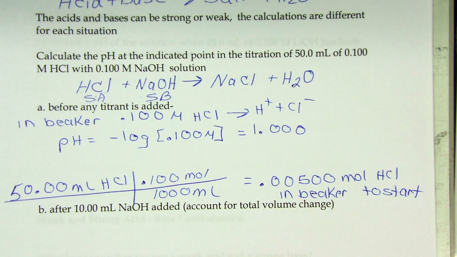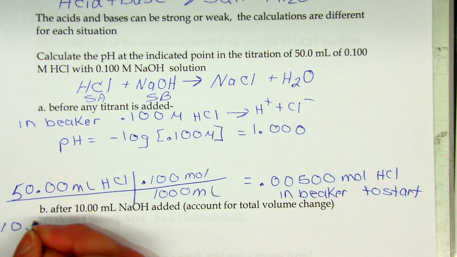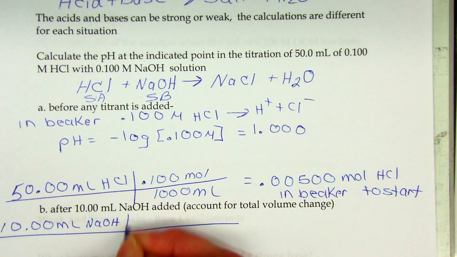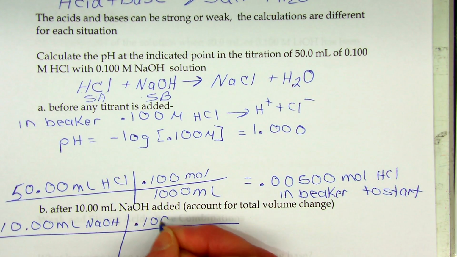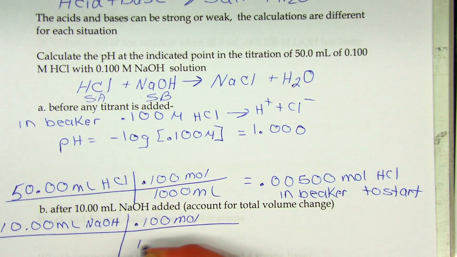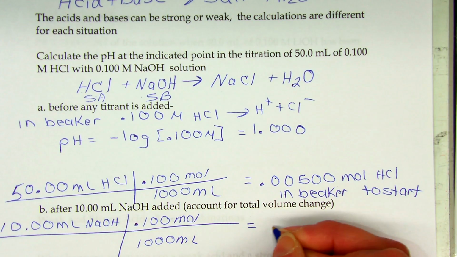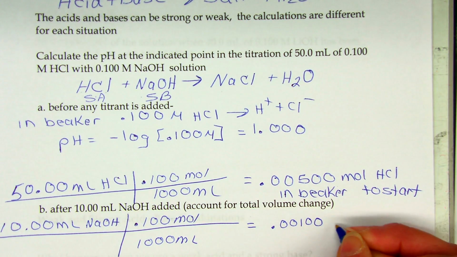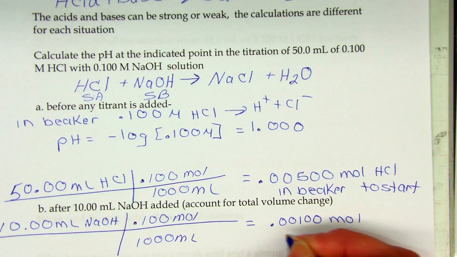Now, I added 10 milliliters of sodium hydroxide. So I had 10 milliliters of NaOH added. And it is also 0.1 molar. So 0.1 moles per 1,000 mils. So I added 0.00100 moles of sodium hydroxide added.